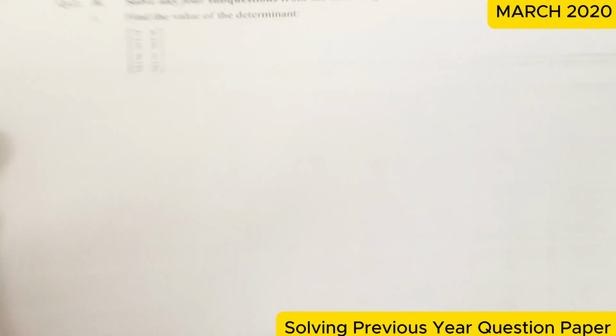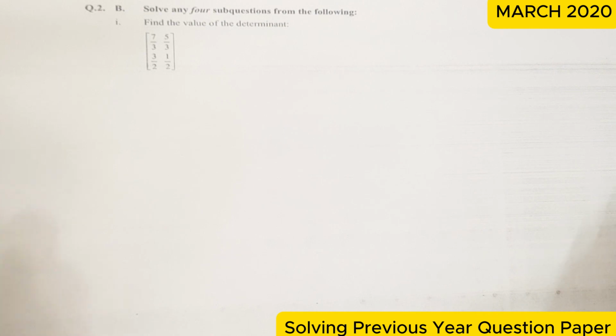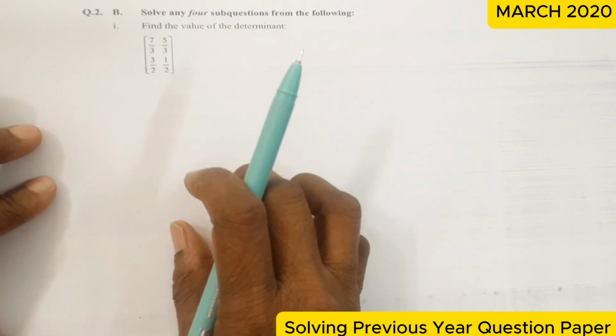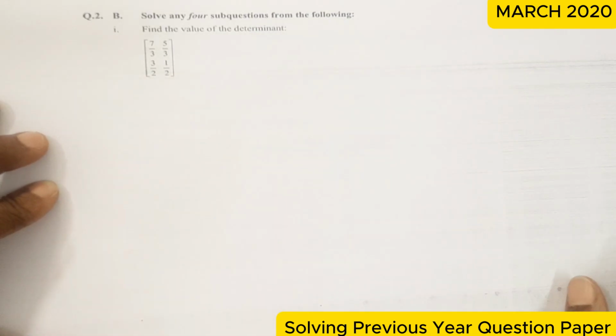Next example. Question 2b: solve any 4 sub-questions from the following. Students, see the first one. Example: find the value of the determinant.